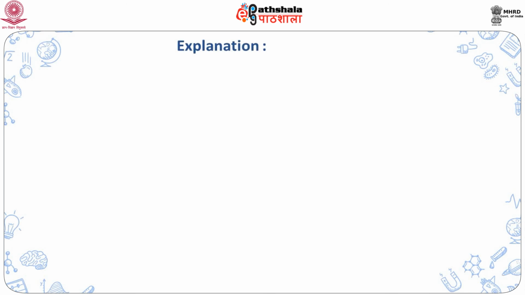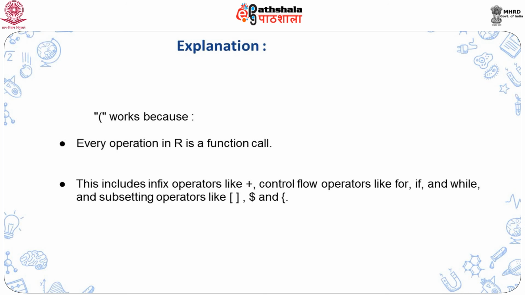So in this example, this brace works because every operation in R is a function call, even if it does not look like one. This includes infix operators like plus. Control flow operators like for, if and while are also included within this, and subsetting operators like dollar and even the curly braces and many more are included within these kinds of function calls. So this is basically the primary idea of lexical scoping.